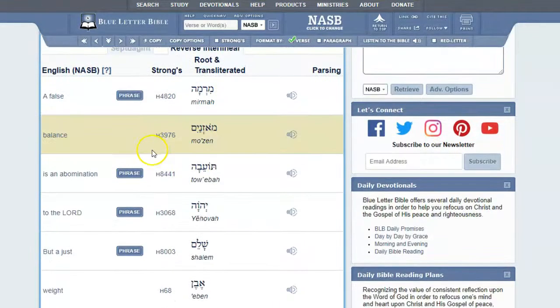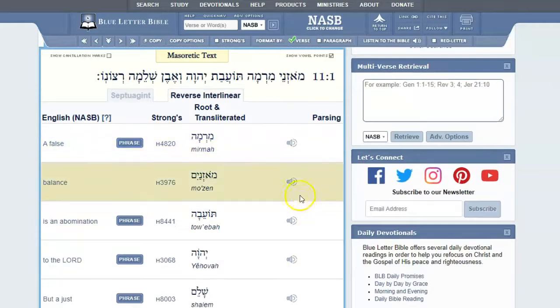So the word we want to look at is right here, balance. If we want to hear what it sounds like, we can click the little play button. If we want to know more, we can click into Strong's Concordance and learn more about that word. And this is the English, which means balance. So let's go ahead and click the Strong's Concordance.